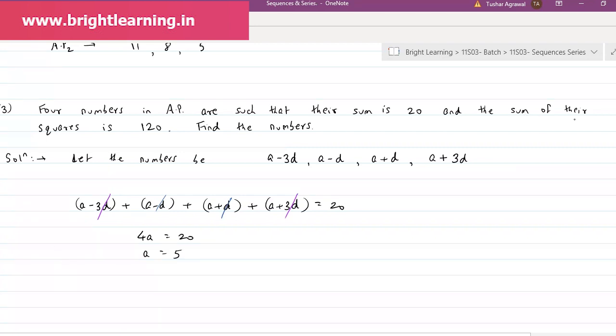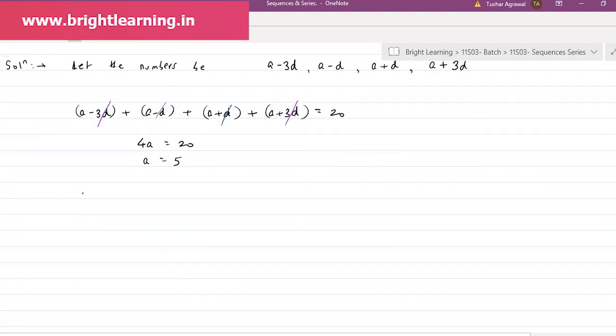Okay. The sum of their squares is 120. Sum of their squares, now if I do A minus 3D complete square plus A minus D its complete square plus A plus D its complete square, A plus 3D its complete square. This is equal to 120.